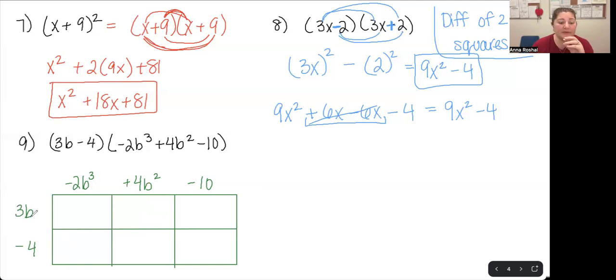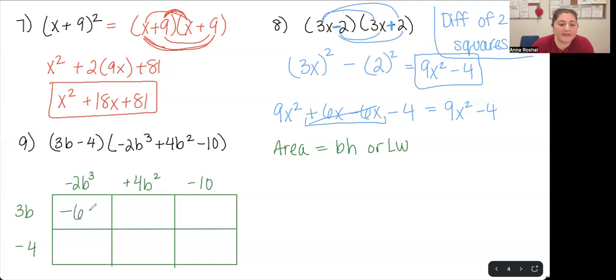So what I'm going to do is take 3b and multiply it by each of these terms so that they will each have an answer in these boxes. The reason this is called the area model is because when we find the area of a box, we do base times height, or length times width, right? So I'm going to multiply to find the inside, and I'm going to put the inside as my answer.